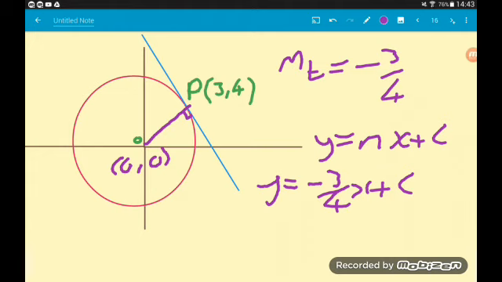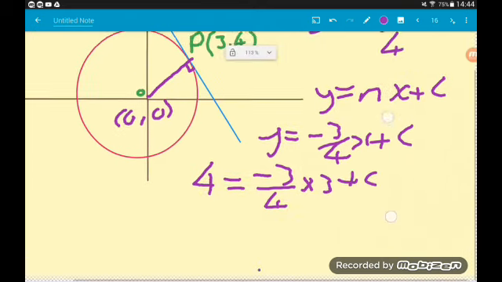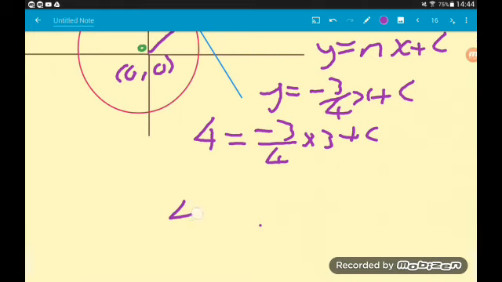To do that, we substitute in the set of coordinates that we know lie on the tangent. So 3, 4. So that is telling us when x is equal to 3, y is equal to 4. So we get 4 is equal to minus 3 quarters times 3 plus c. Now when you multiply a fraction by a whole number, it just multiplies the top. So we get 4 is minus 9 quarters plus c.